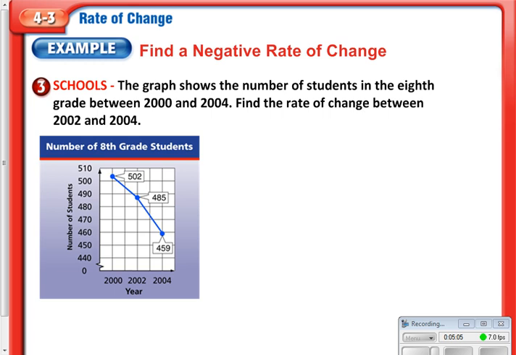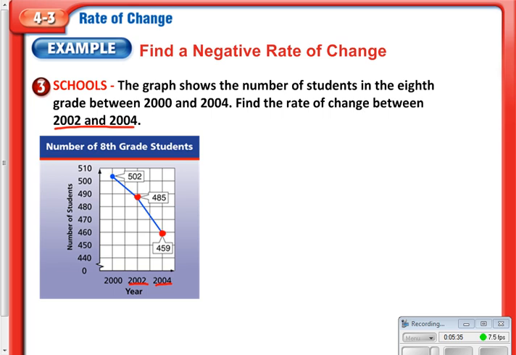Example 3, the graph shows the number of students in the 8th grade between 2000 and 2004. Find the rate of change between 2002 and 2004. Looking at our table here, the rate of change from 2002 to 2004. If you look at our values here from 2002 and 2004, we know that that is a decrease because it is a downward slant. So we should wind up with a negative rate.